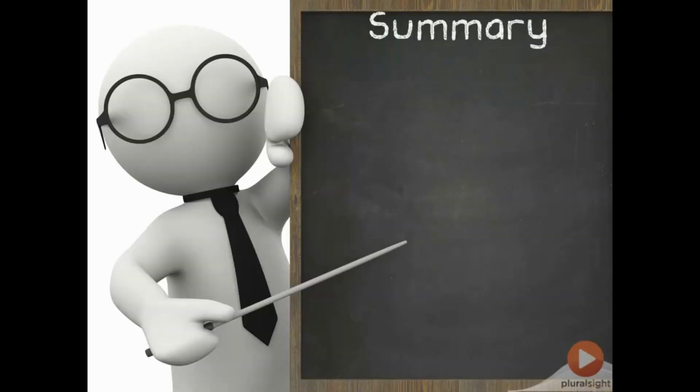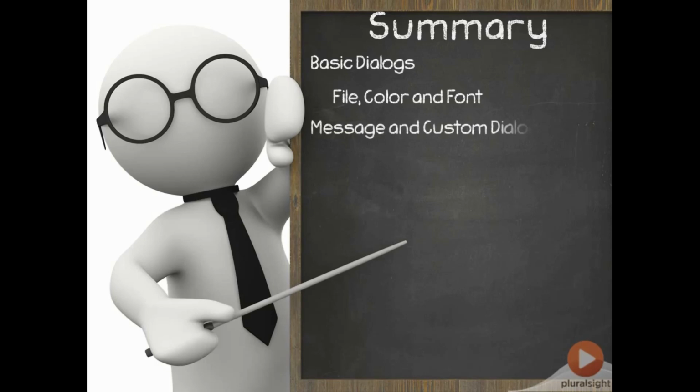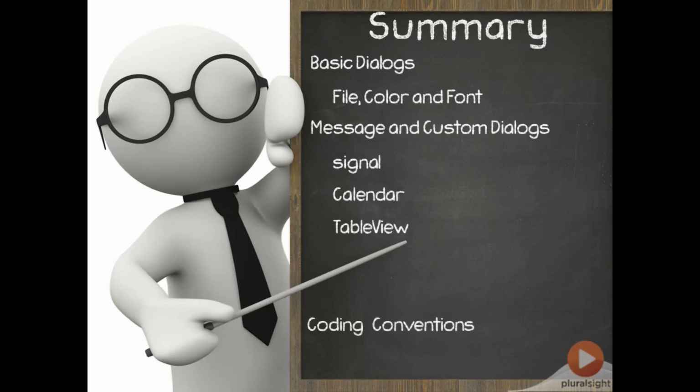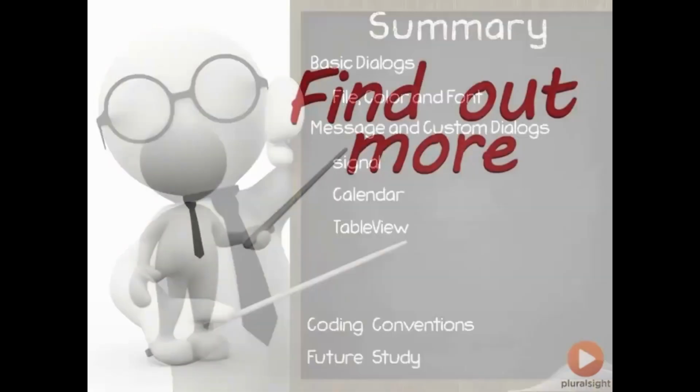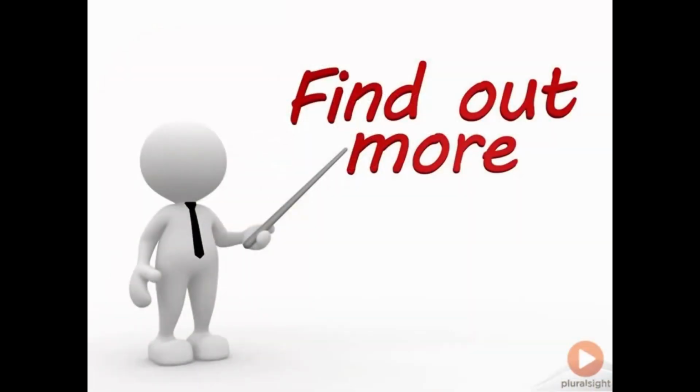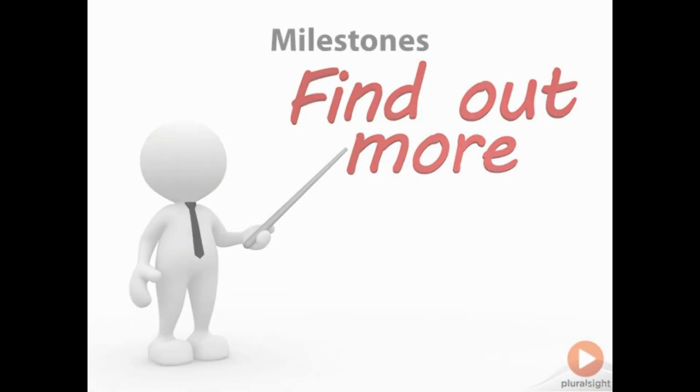Well, that was fast and fun. We covered the 3 basic dialogues: selecting files and folders, colors, and fonts. We looked at the message and custom dialogues and saw how we can pretty much create any dialogue we want with any buttons we want. Along the way, we met the signal keyword, the calendar component, and the table view. We ended up with a look at the coding conventions and some interesting areas of QML, from pixel banging to database access, that we didn't have time to delve into, but depending on what you need to do, you might want to check out the documentation and learn more.